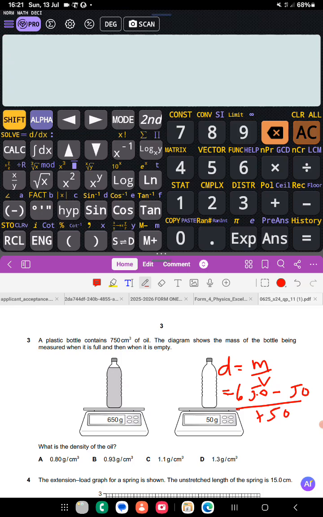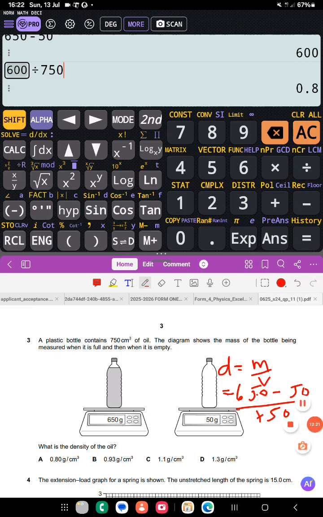So 650 subtract 50 is 600. Then we divide the answer by the volume, which is 750. So dividing by 750, it gives us 0.8. That means the answer to the question is A. The answer is A. So it's a bit involving.